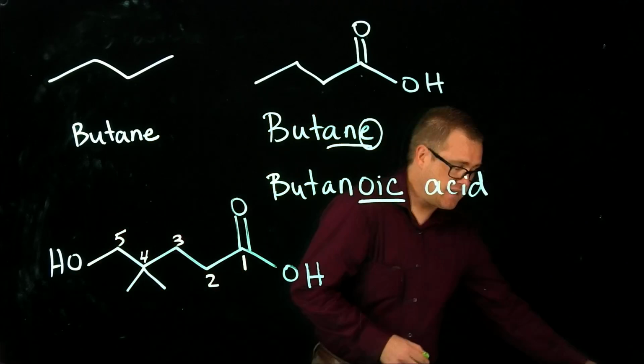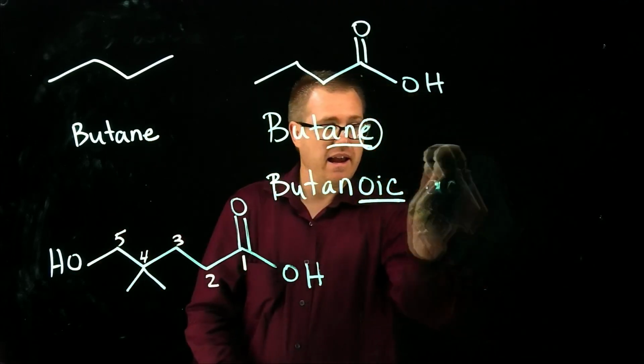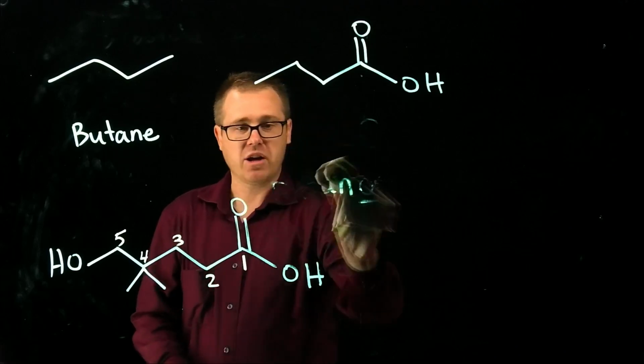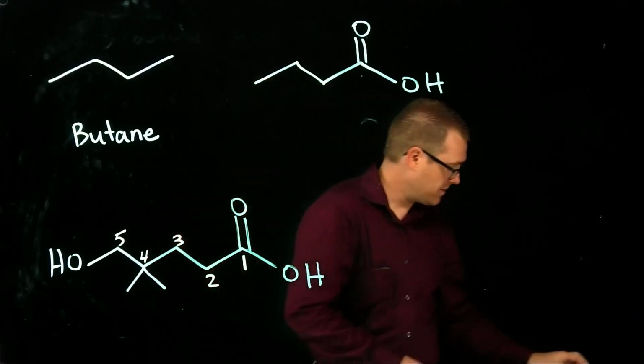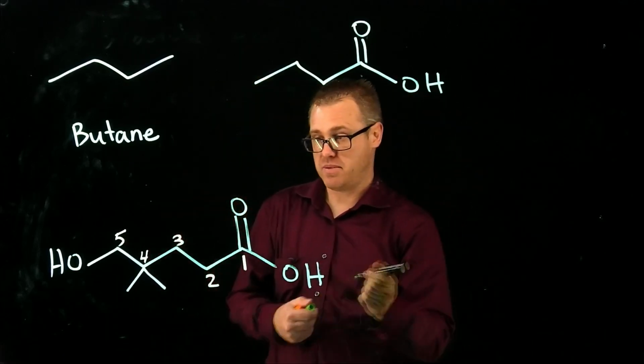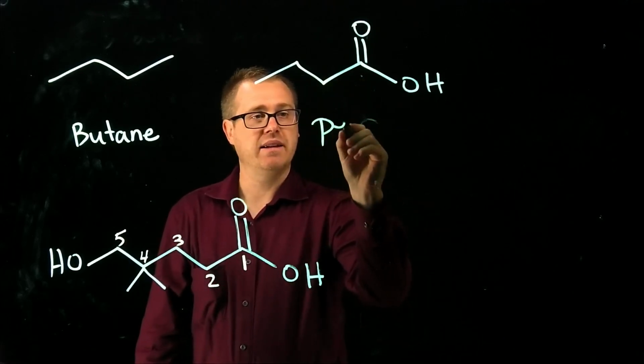So what's the process here? Well, we have to find the parent name, right? How many carbons do we have? Well, I'm seeing five in the longest parent chain. So we have pentane.